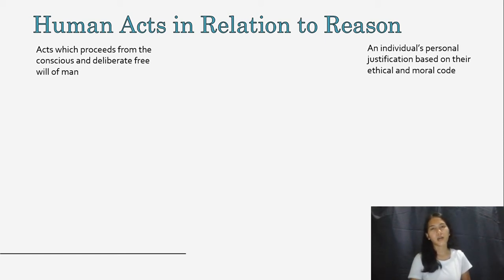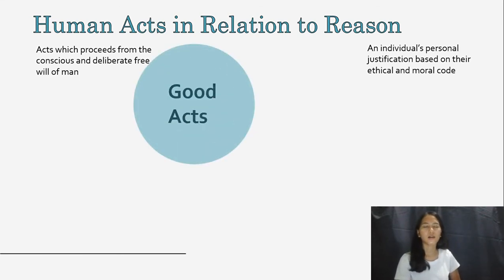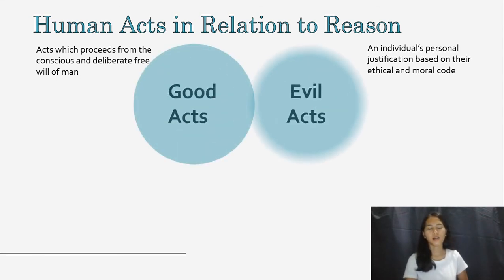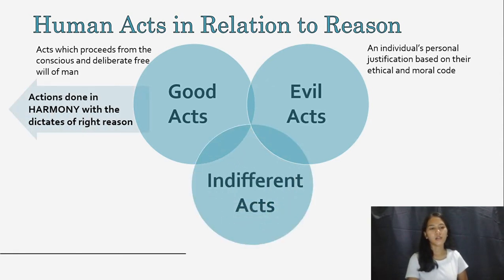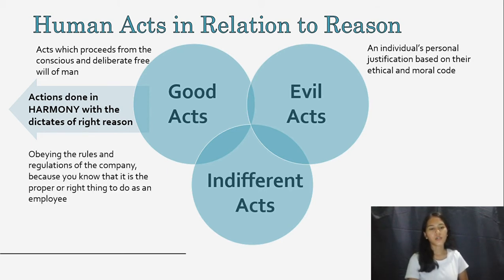So there are three types of human acts. These are the good acts, evil acts, and indifferent acts. So when you say good acts, these are actions done in harmony with the dictate of right reason. So obeying the rules and regulations of the company because you know that it is the proper or right thing to do as an employee.